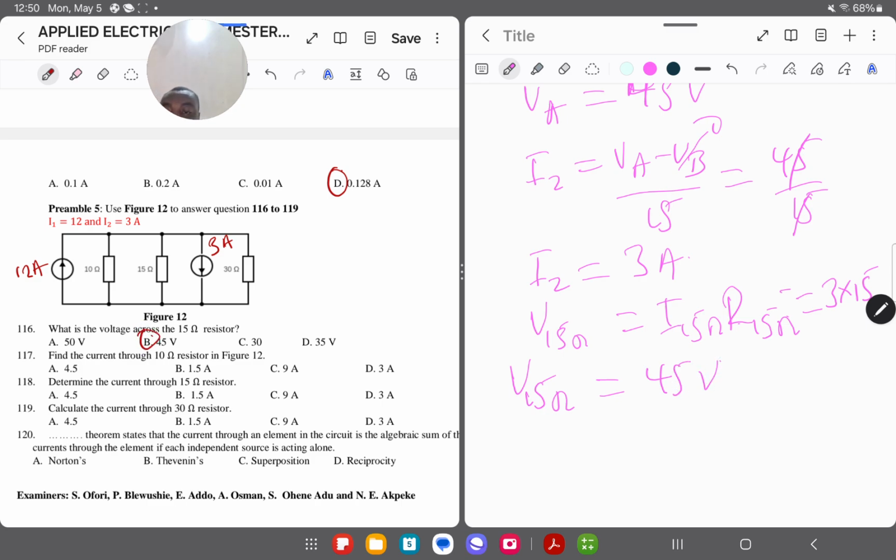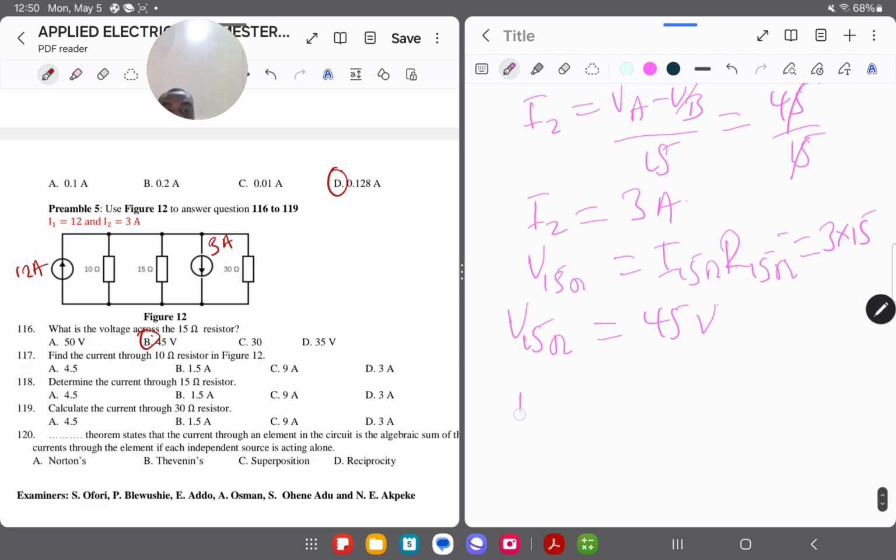Find the current through the 10 ohms resistor in figure 12. So the current was I1, right? This was our I1. So the current here again, like we saw, is VA minus VB all over the resistance between them, which is 10. So we get here 45 minus 0, 45 over 10, which is 4.5 amps. So the answer for this question is A.